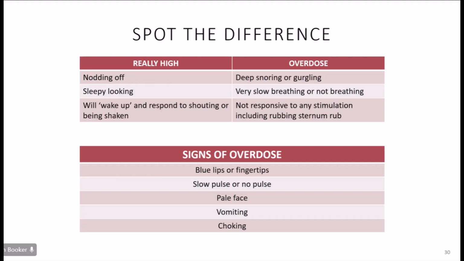There are some similarities, so it's hard to spot the difference between being really high and overdose. Really high is nodding off, overdose is deep snoring or gurgling. Really high is sleepy looking, overdose is very slow breathing or not breathing. Really high is will wake up and respond to shouting or being shaken, and overdose is not responsive to any stimulation, including rubbing the breastbone. The signs of overdose are listed again there.